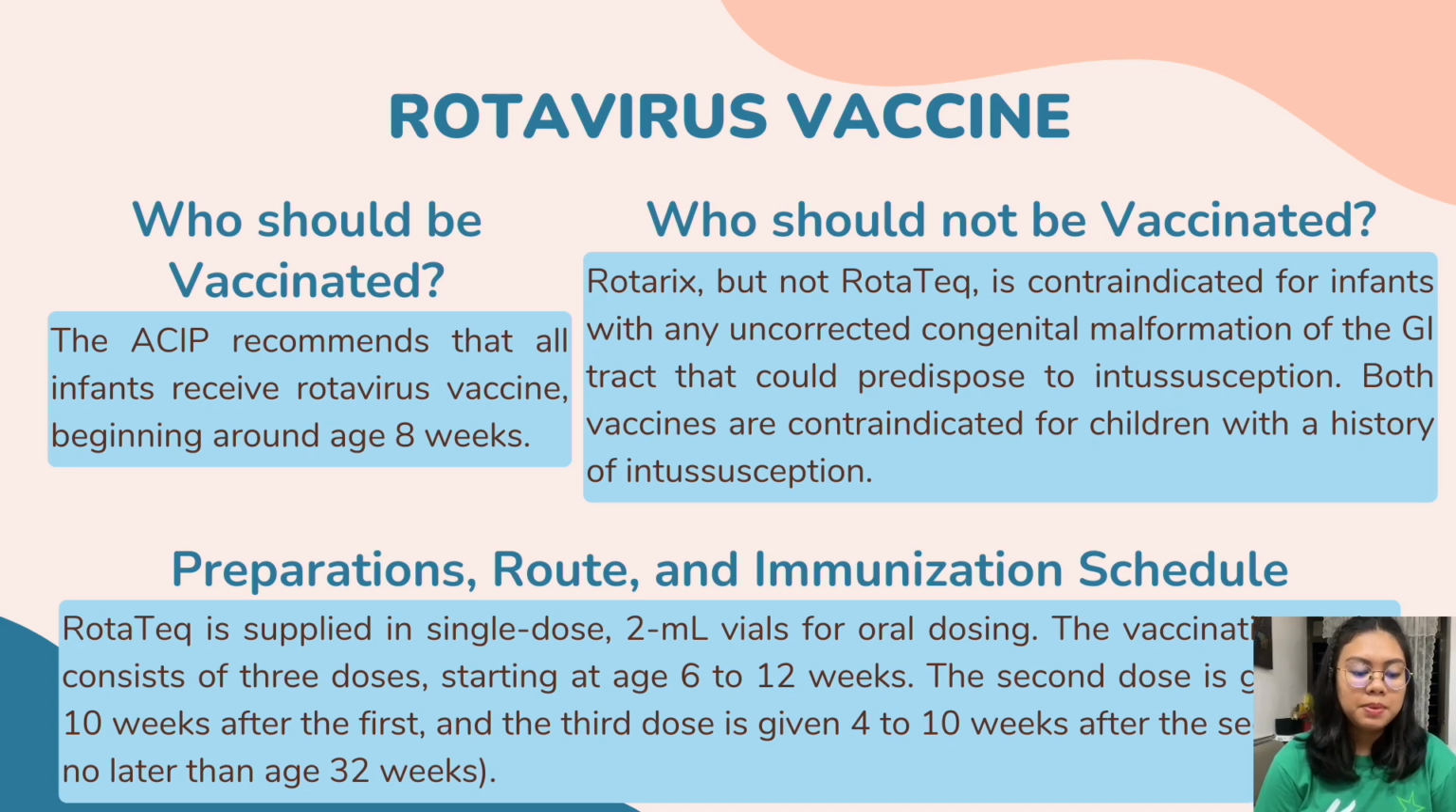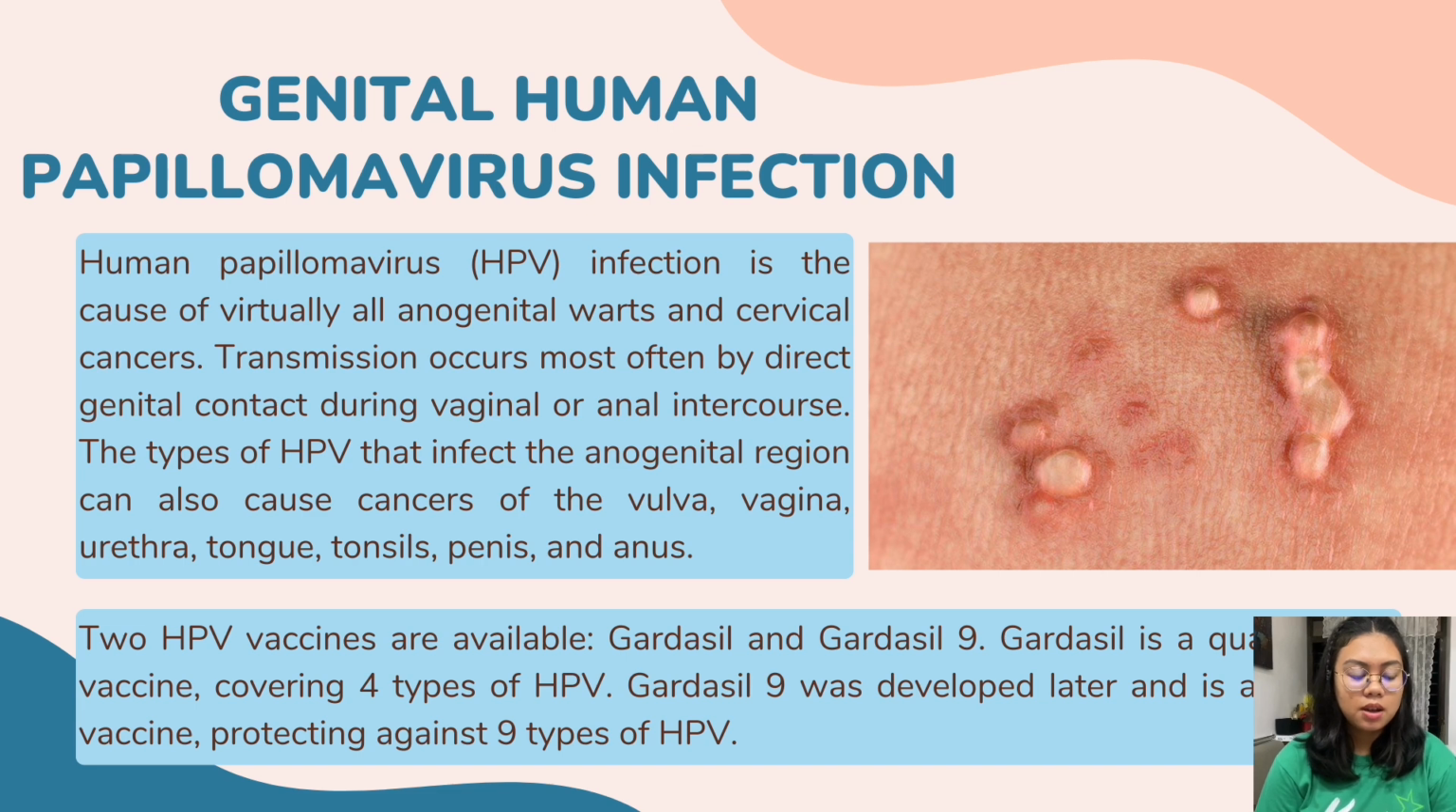Genital human papillomavirus infection is the cause of virtually all anogenital warts and cervical cancers. Transmission occurs most often by direct genital contact during vaginal or anal intercourse. The types of HPV that infect the anogenital region can also cause cancers of the vulva, vagina, urethra, tongue, tonsil, penis, and anus. 2 HPV vaccines are available, Gardasil and Gardasil 9.